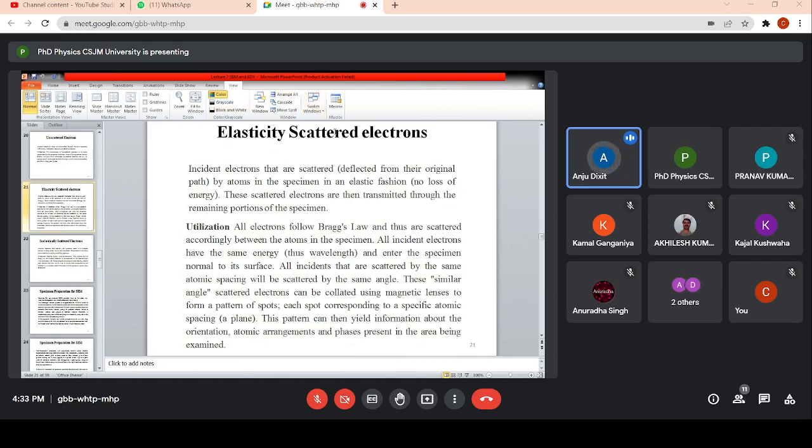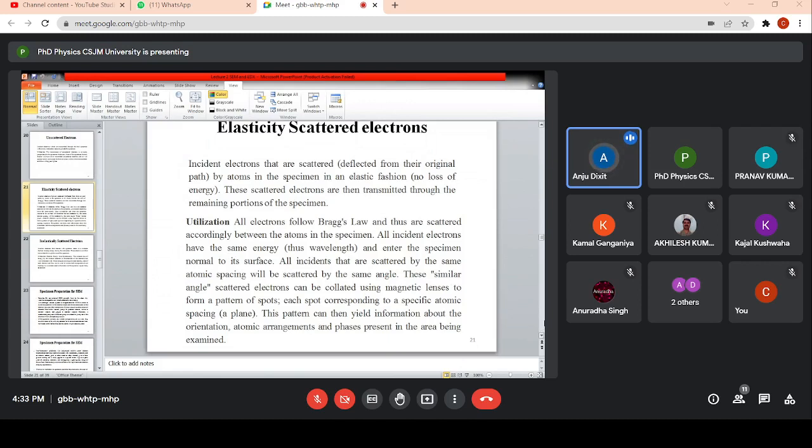So these elastically scattered electrons can basically give information about the material's crystal structure, orientation, which kind of atomic arrangement it has, and what phases are present in the sample, in the area being examined. जिस एरिया पे आपकी बीम इंटरेक्शन हो रहा है वहाँ पे आपका किस तरीके का एटॉमिक अरेंजमेंट है, किस तरीके का ओरिएंटेशन है, कौन से फेजेस प्रेजेंट हैं, ये सारी चीजें इलास्टिकली स्कैटर्ड इलेक्ट्रॉन की हेल्प से डिटेक्ट की जा सकती हैं.